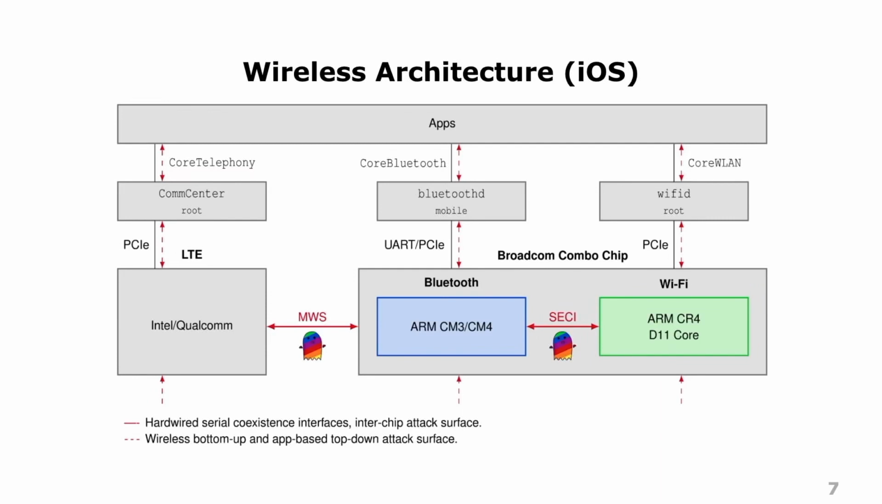So to show you this, here is an example for a modern iPhone. There you have the Bluetooth chip running and the Wi-Fi chip running, and they run on separate ARM cores. So one is a Cortex M3 or M4, and the other one is a Cortex R4, for example. And they have this interface here, the serial enhanced coexistence interface, which is a hardwired connection between the two. And then between this Bluetooth Wi-Fi combo chip, there's also another connection to the LTE chip, which is MWS, Mobile Wireless Standards. And now we get some new attack paths on this.